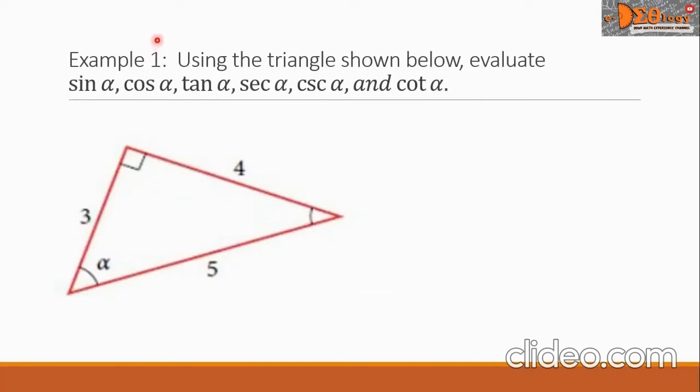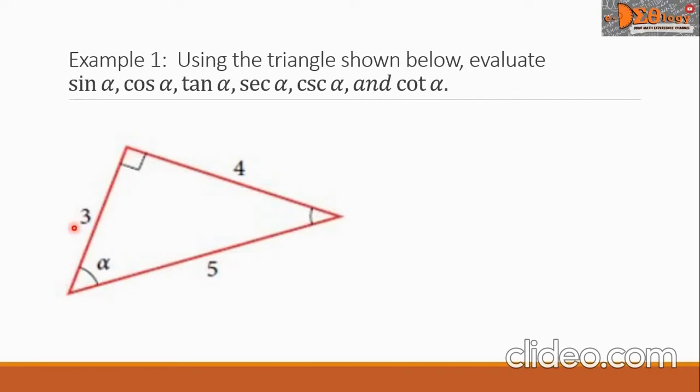Let us have example 1. Using the triangle shown below, evaluate sine alpha, cosine alpha, tangent alpha, secant alpha, cosecant alpha, and cotangent alpha. In this triangle, the angle alpha is here. So the opposite side is here with the length 4. This is our right angle, and opposite to that is the hypotenuse with length 5. And the side here is the adjacent side with length 3.